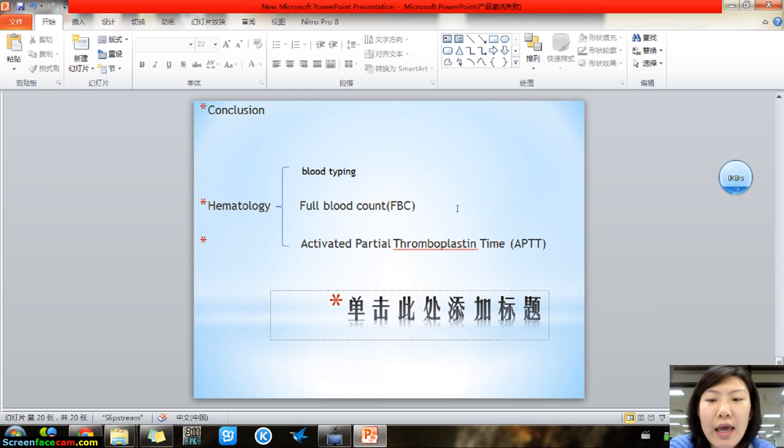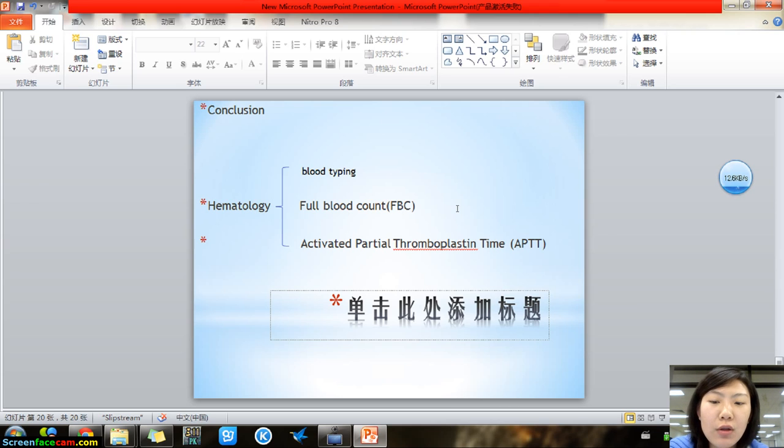In conclusion, today we talked about hematology and three typical tests of hematology, which are blood typing, full blood count, and APTT, and introduced each of the typical tests. As a result, hematology can diagnose and treat blood disorders through the tests. And the tests go through examination under the microscope in order to be more secure.